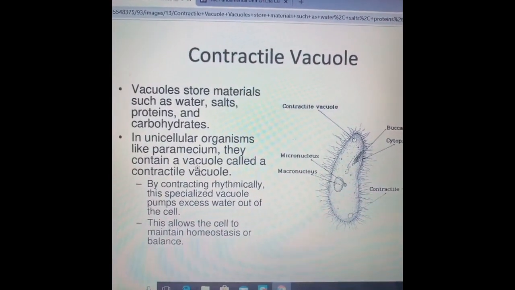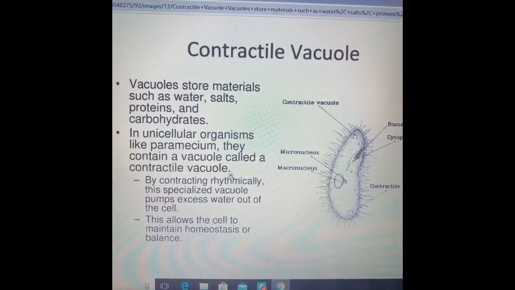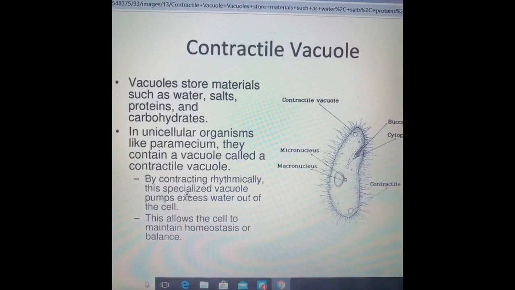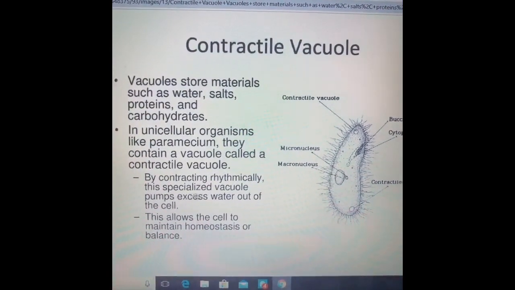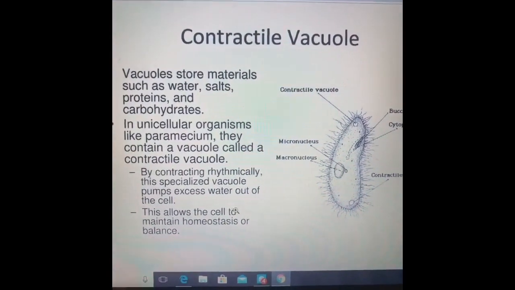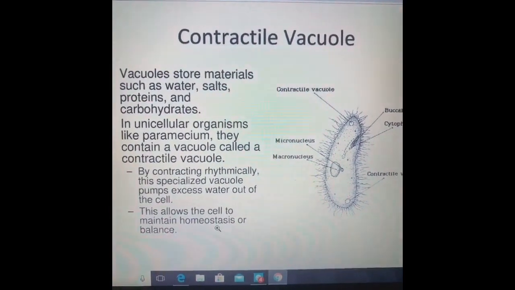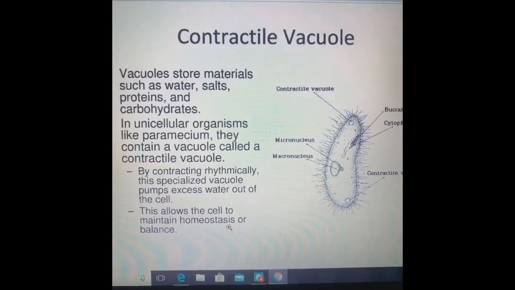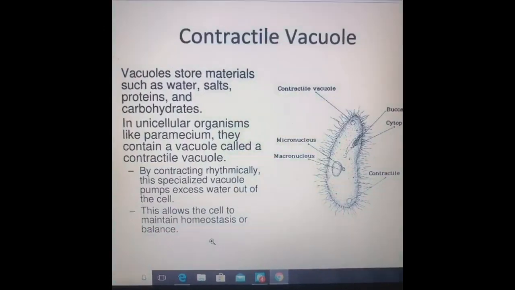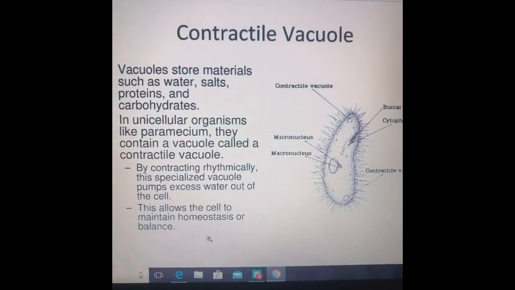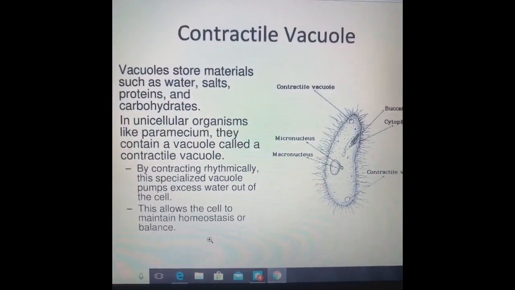They contain a vacuole called the contractile vacuole. By contracting rhythmically, this specialized vacuole pumps excess water out of the cell and allows the cell to maintain a balance with the environment. That is known as homeostasis. This is not in your syllabus, just for your knowledge, I have given it.